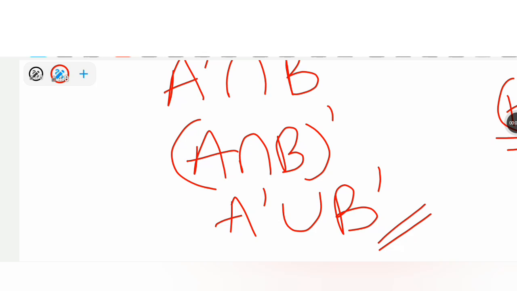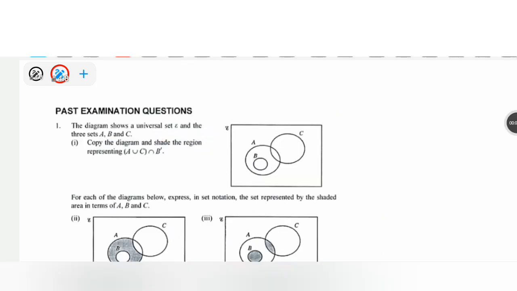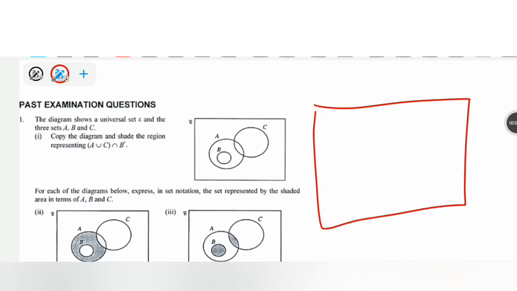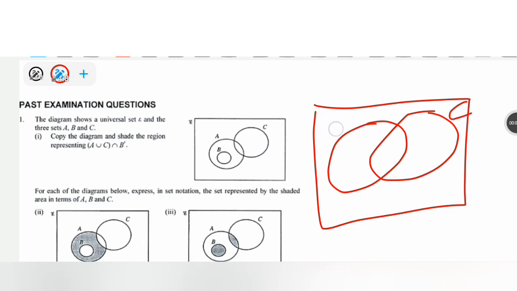Let's take the last set of questions. The diagram shows the universal set and the three sets A, B, and C. You have to copy this diagram and shade this particular region. Let's just copy it. You have A, you have C, then you have B. B is inside A. So you have to shade this region.